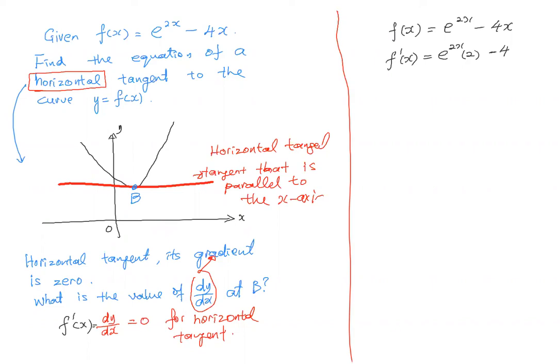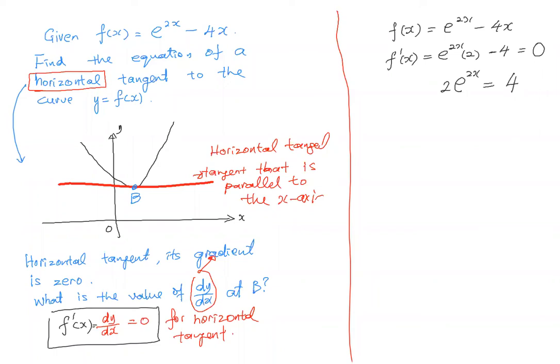I have to come back to this one. Am I right? Because of the word horizontal, I equate this equal to 0. So remember, the gradient of a horizontal tangent is 0. Okay, so next step, what should I do? Safwan? If 2e to the power of 2x equals 4, yeah, so I have to make it a single exponential term on the left-hand side and a single number on the right-hand side, correct?